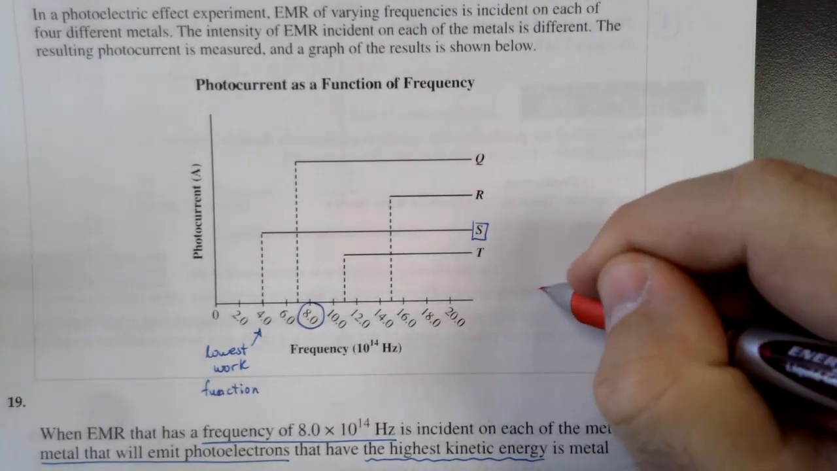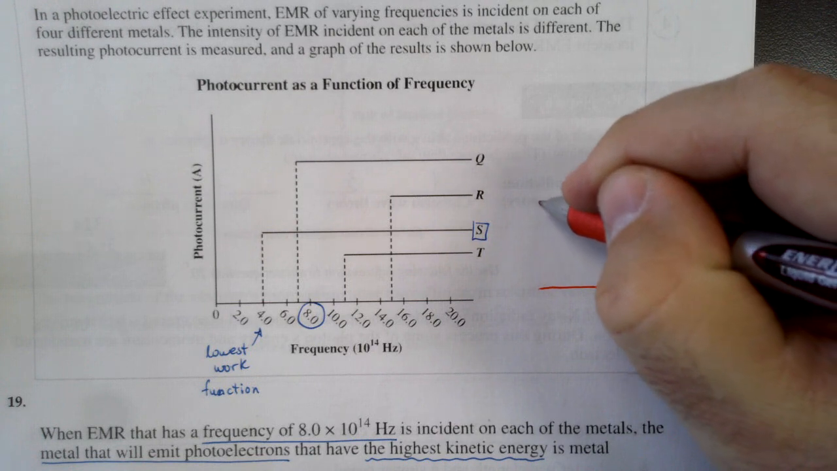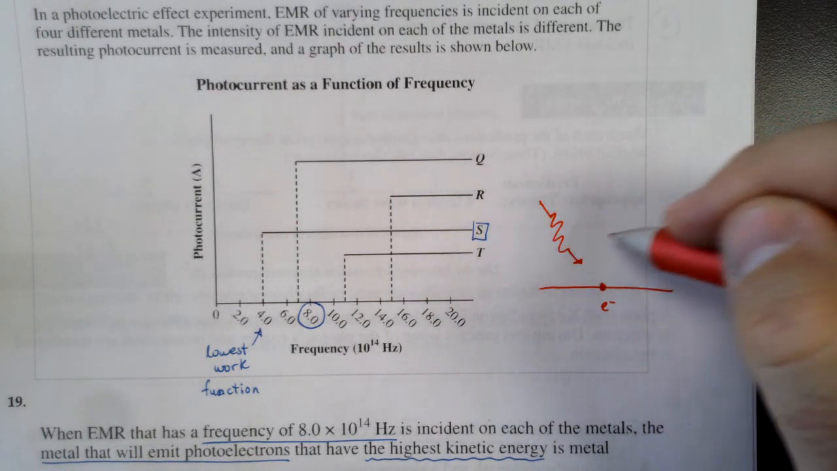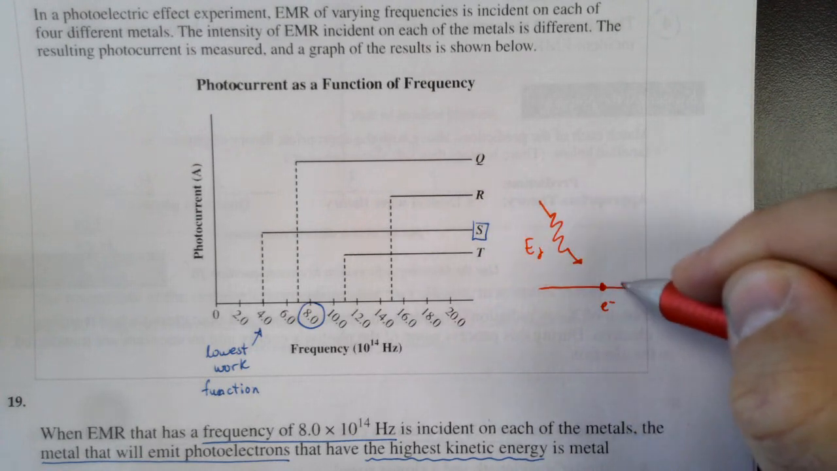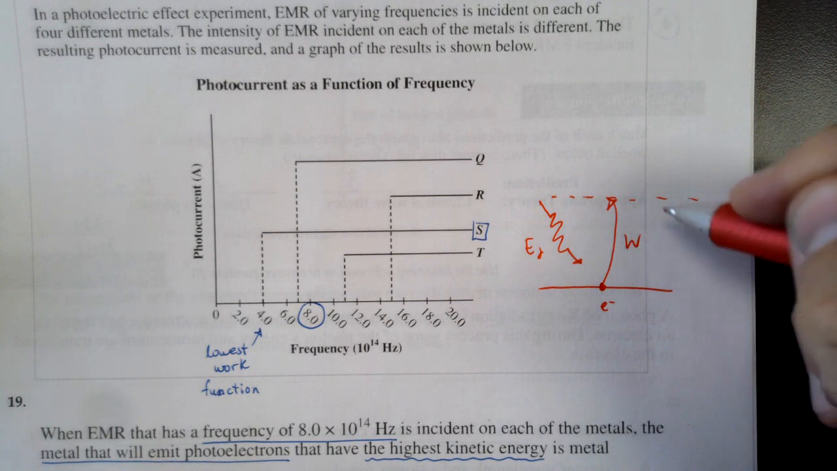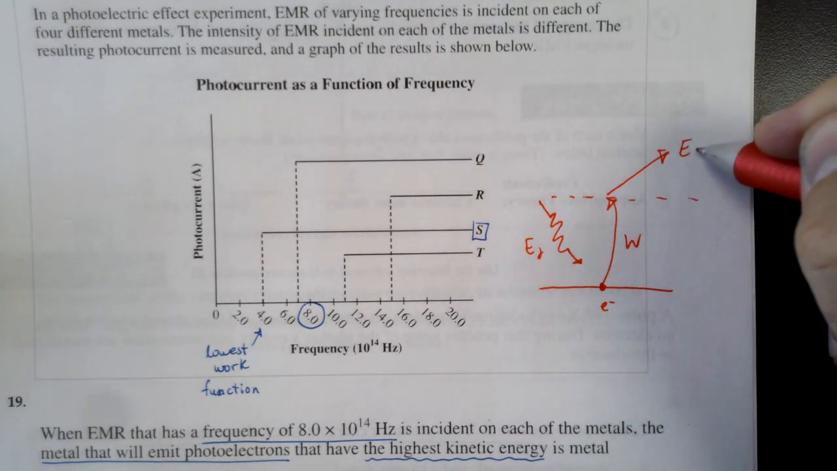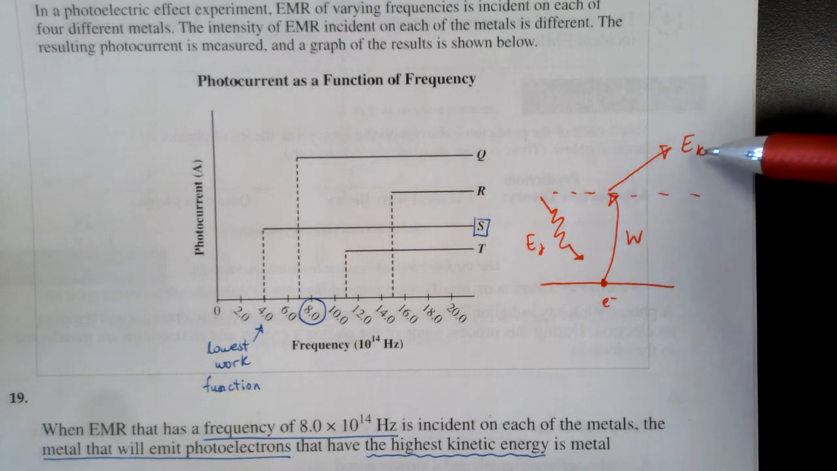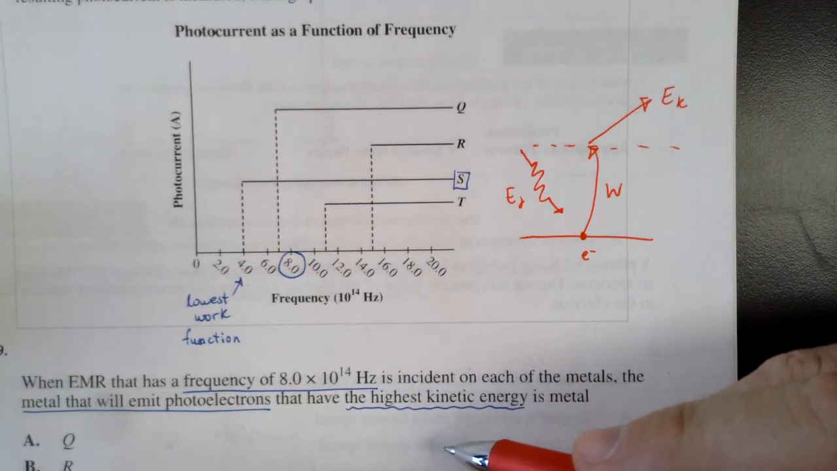So, first of all, we're talking about the photoelectric effect. So we have a photon coming in, striking an electron, and performing the necessary work, and then ejecting it with EK. We're asking what will provide the largest or the highest kinetic energy.